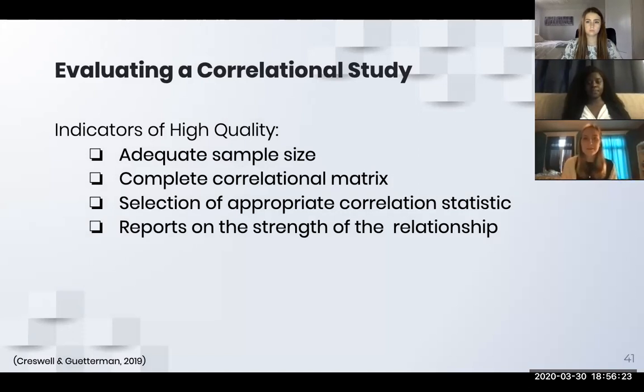Now I'm going to talk about the indicators of a high quality correlational study. So basically, to get that big A+, to make sure that you do a good job. First of all, you want to make sure that you have an adequate sample size. The rule generally is that you have at least 30 participants. However, that's kind of the minimum. The more, the better, as we mentioned earlier.